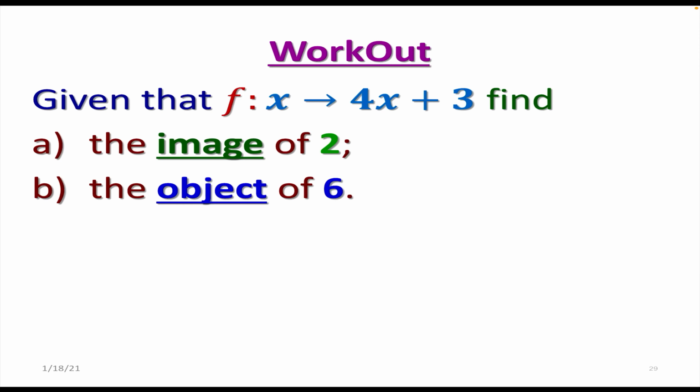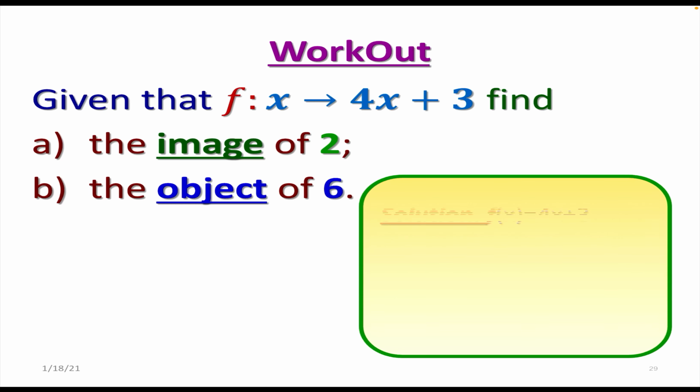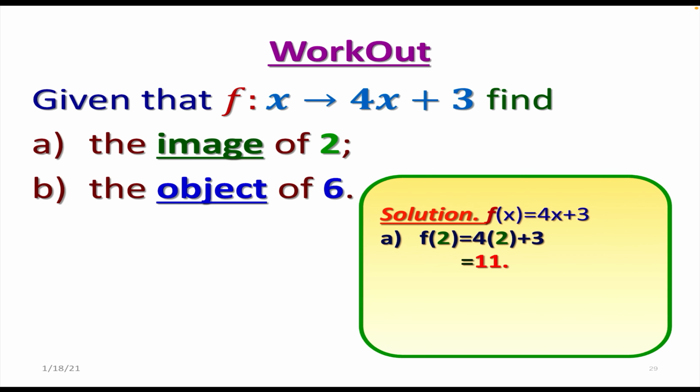Now, there is a problem. Given that f maps x to 4x plus 3, find the image of 2 and the object of 6. How do we find the image of 2? All we need to do is plug 2 into the function. The image of 2 means we have to evaluate our function at the point 2. So 4 times 2 plus 3, 8 plus 3, that's 11. So the image of 2 under this mapping is 11, or the value of the function at 2.